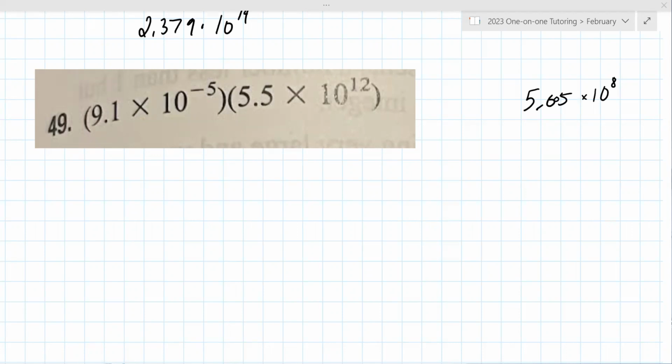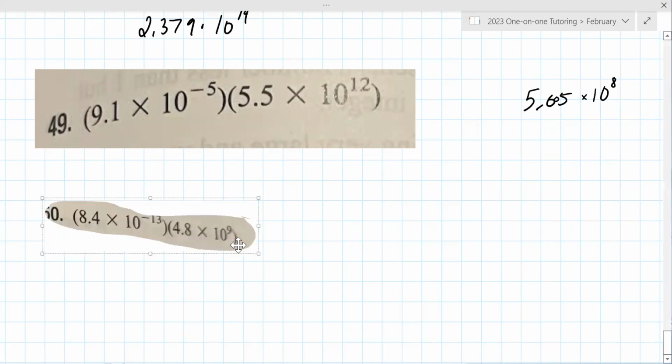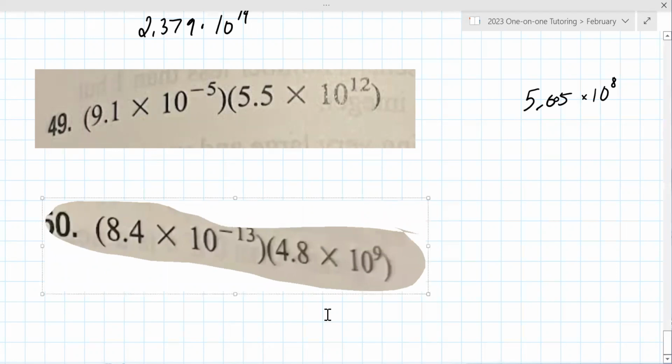Grab the snip of this. Okay. All right, number 50. Again, no difference. You have to multiply the two numbers together. That's always the same here. 8.4 times 4.8. That's 40.32.